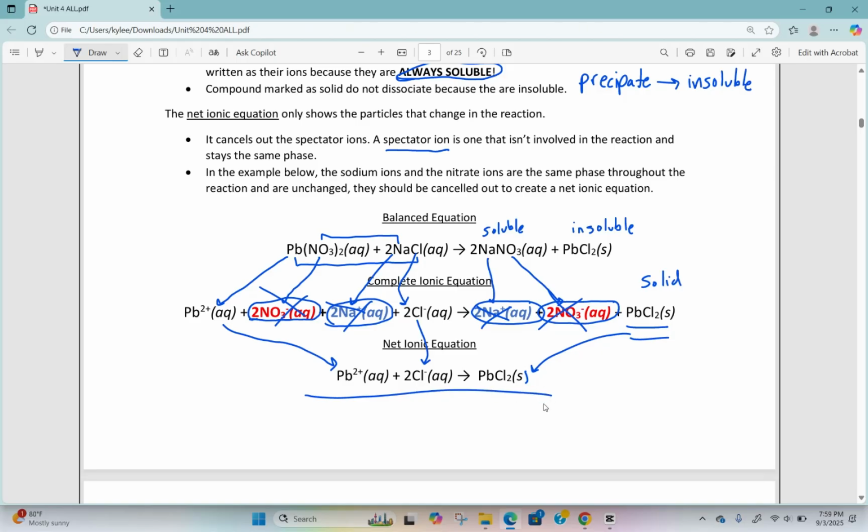So some take-home points. We have to start with a balanced chemical equation. We have to do that first.